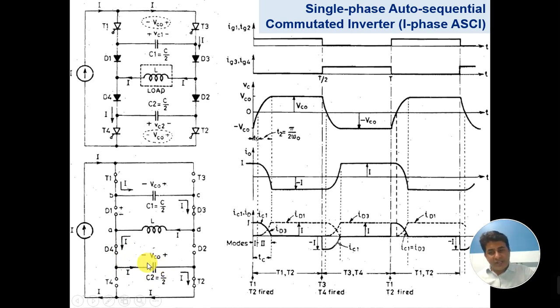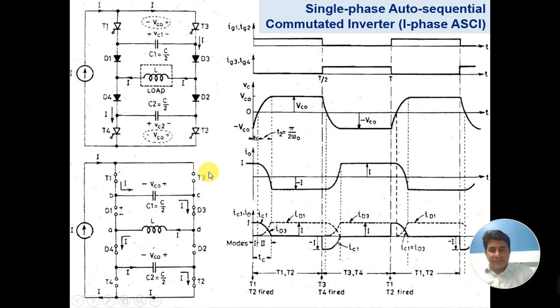This is assumed to be charged with this initial condition. This is negative, this is positive, and this negative is making D4 forward biased. This positive is making D2 reverse biased. That is why D2 is not conducting, and then the current enters this capacitor and leaves via T2, and from here it goes back. Now this is the time t equals 0.